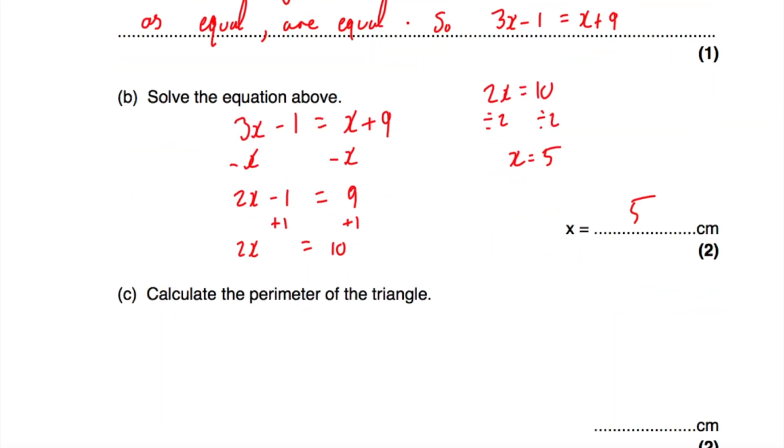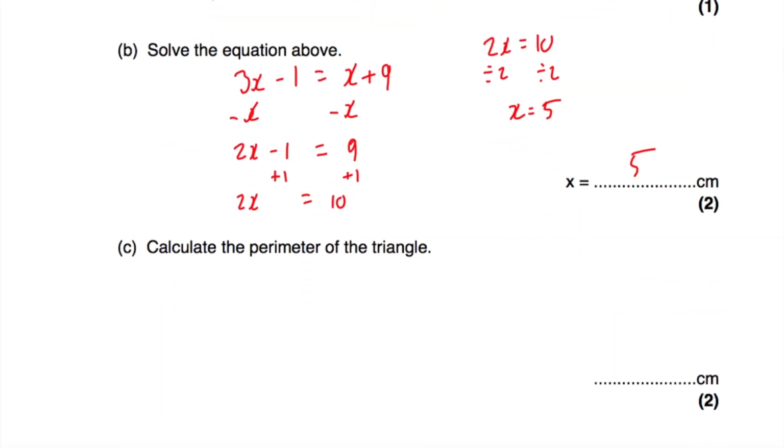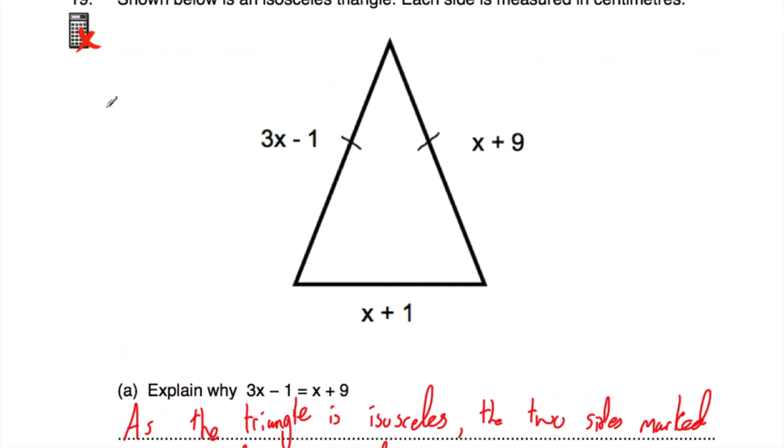Okay, and then part C. Part C says find the perimeter of the triangle. So let's go up. We want to find the perimeter of this triangle. So x is equal to 5. So in terms of the base, 5 plus 1 is equal to 6. So the base has got a length of 6 centimetres. The right-hand side, 5 plus 9 is equal to 14. So that's 14 centimetres. And the left-hand side, we had 3x.